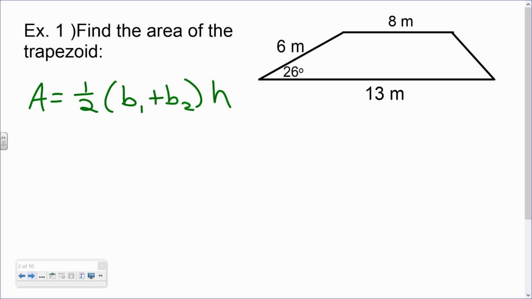Do I know some of the other things? B1, B2, H? Do they give me any of those? Abby? Do they give me B1, B2, and or H? Which do they give me? And they are what? So I can go ahead and plug in 1/2 and the 8 plus 13, but now I need to figure out what H is. Any ideas? Any things we can do to come up with what H is going to have to be? Morgan?